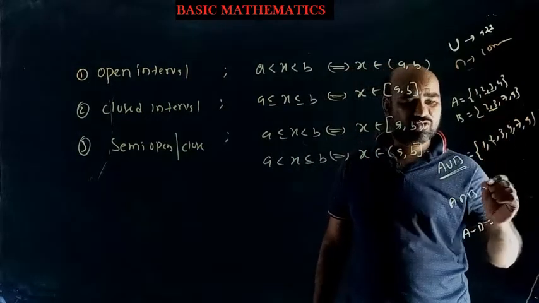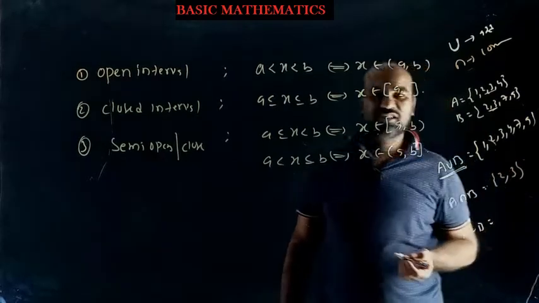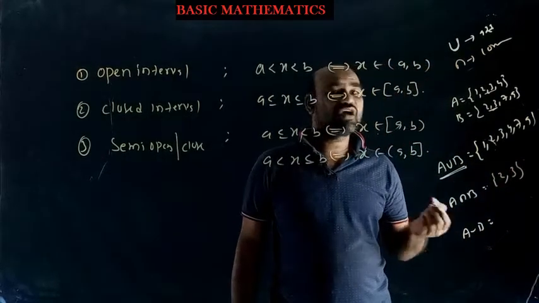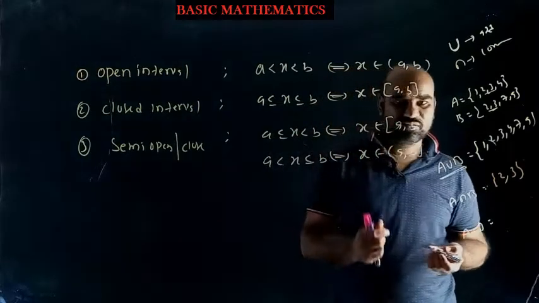2 is common for both. 3 is common for both. Only 2, 3. A intersection B means 2, 3. A intersection means the common elements which are in A and B.